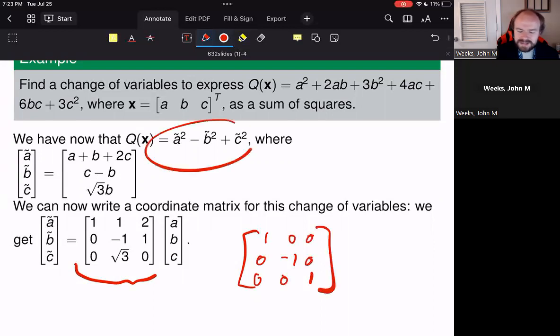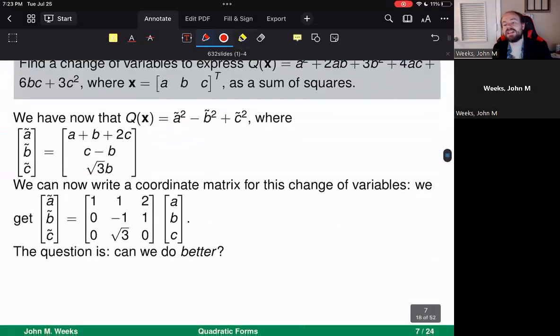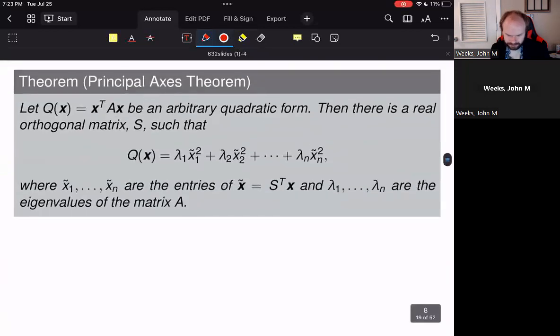Because if I go through and write this, then I'm going to have x transpose on the left, x on the right, and everything would multiply neatly. So now there's our question of, can we do better? Could we have done fewer than 3 variables with this?